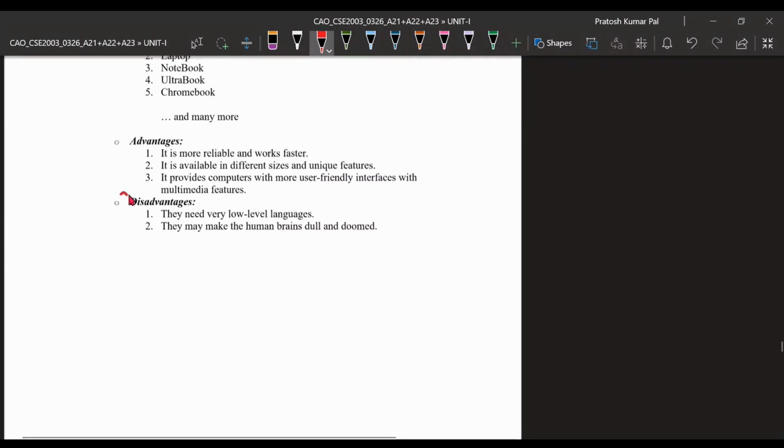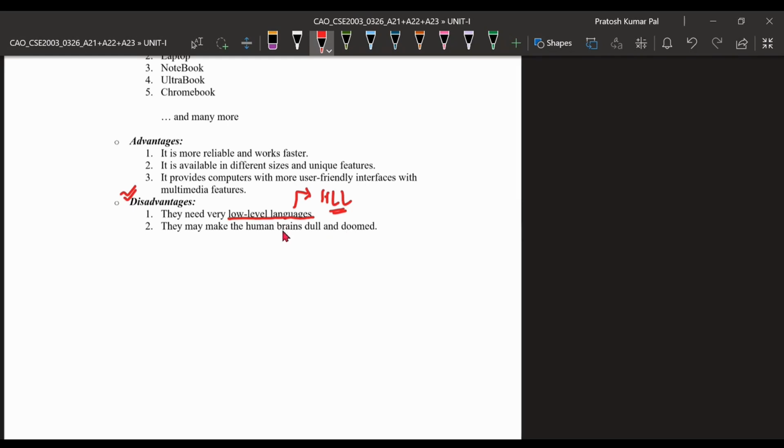Now the disadvantage is that they need a very low level language, meaning the language that is understandable to machines only. That's why there was a requirement for high level languages. And they may make the human brain dull.